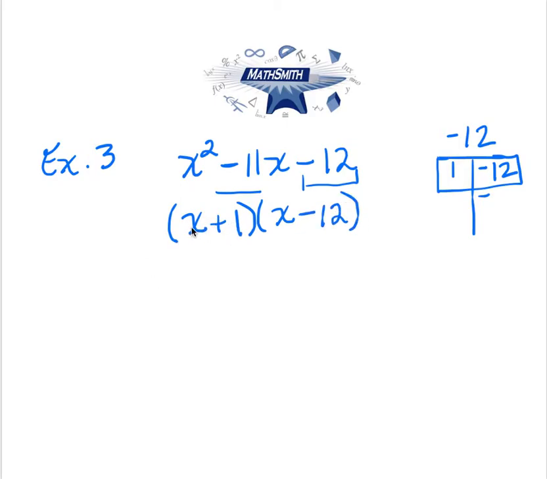Okay, if you FOIL this, and I definitely recommend you FOIL these when you're done just to make sure you did it right. X times x, there's my x squared, x times negative 12, negative 12x, 1 times x, there's my positive x. When I combine that, that will combine into a negative 11x. And then lastly, positive 1 times negative 12, that will give me my negative 12.